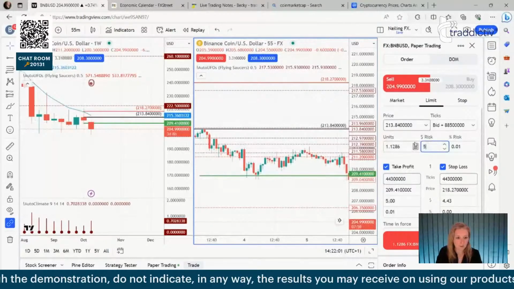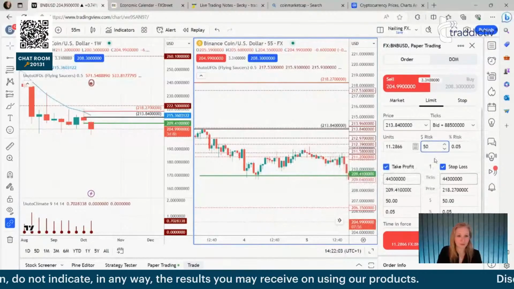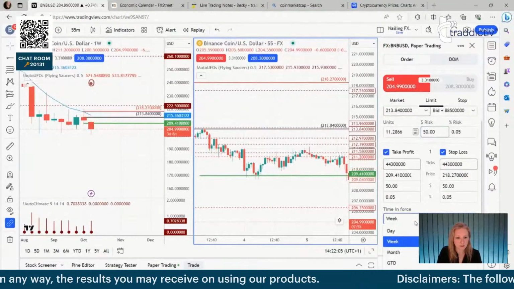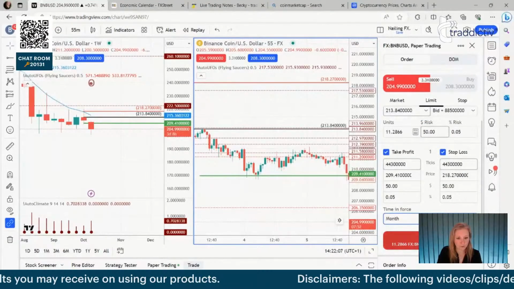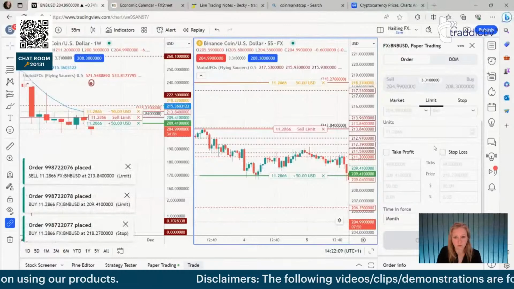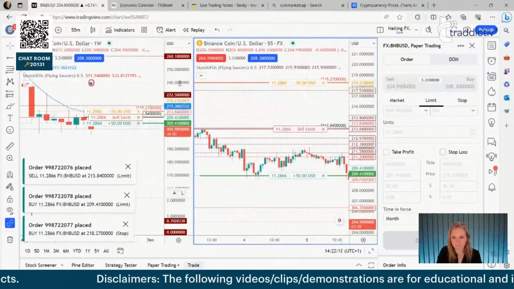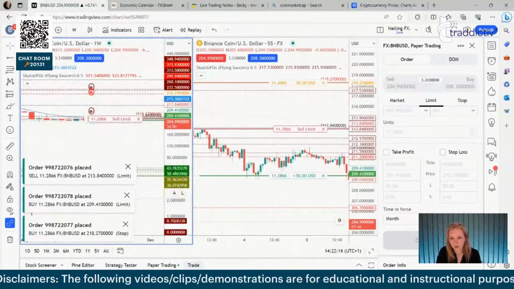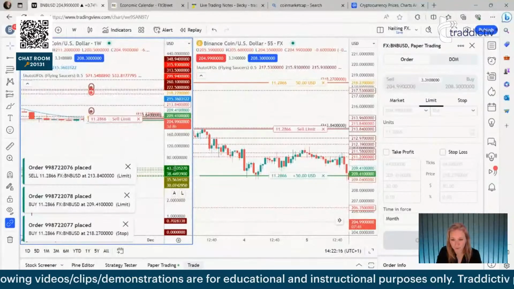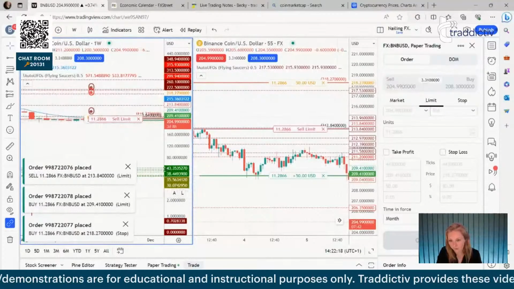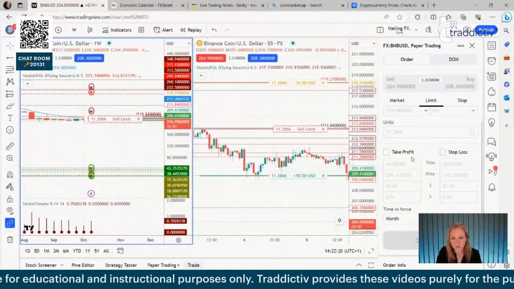I'm going to risk $50. And you guys choose what you want to risk. And I'm going to put time in force 1 month. First half of the trade is in. Second half of the trade, our final target is going to be all the way down here. So we've got 43.353527. I'm going to round that up to 43.36.